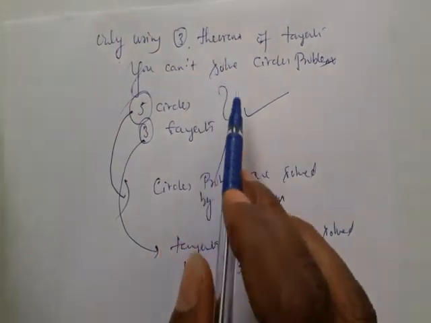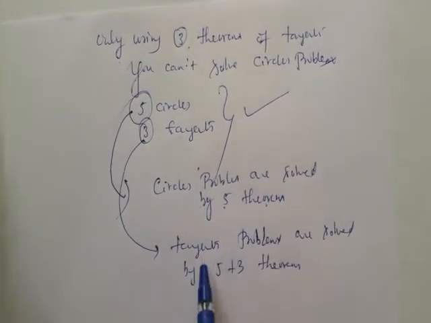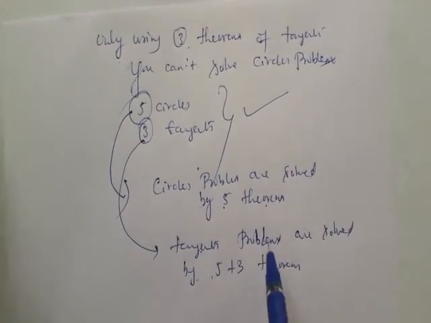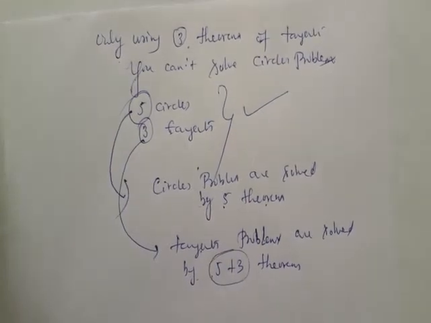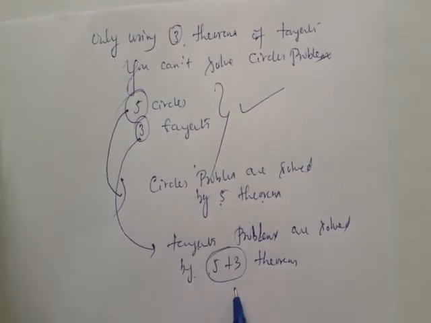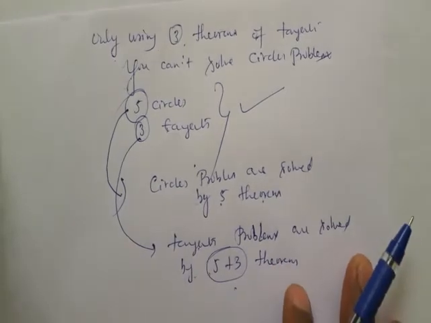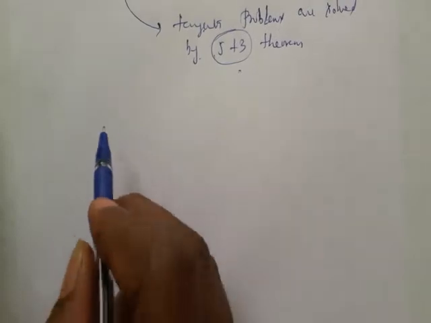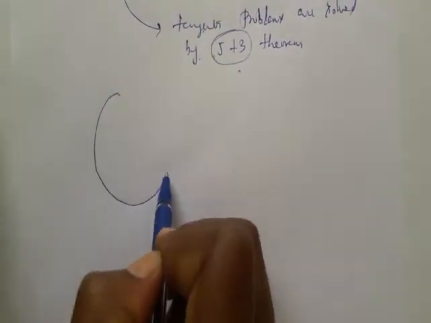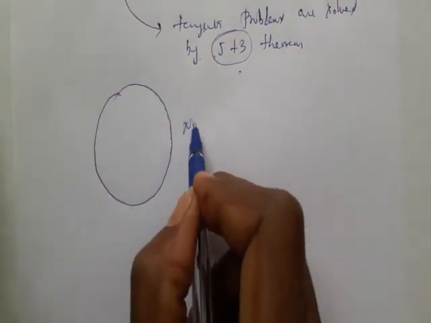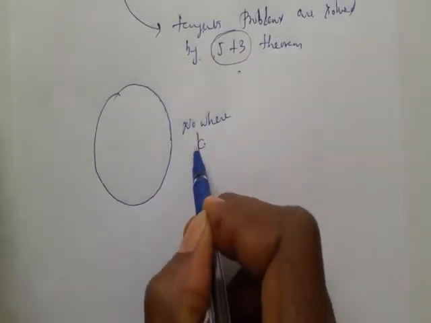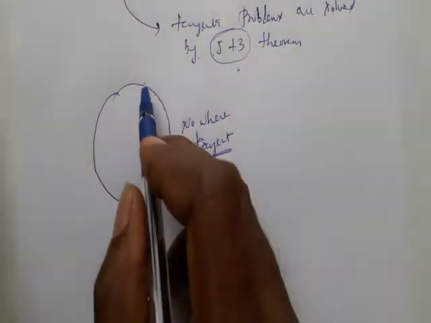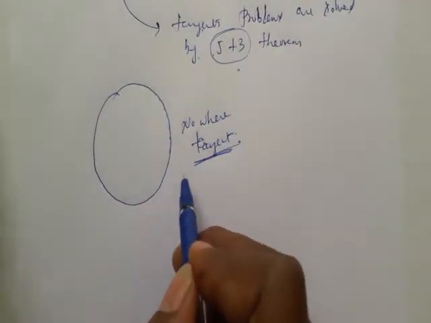That means a circles problem you can solve by just 5 theorems, but tangents problems are solved by circles 5 plus tangents 3, totally 8. So tangents problems are solved by 8 theorems, but circles problems are solved by only 5 theorems. So how to identify whether the given problem is circles or tangent? It's very simple. In the given circle problem, if nowhere is a tangent drawn, then it is circles.